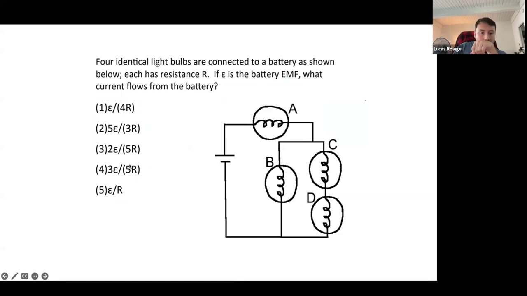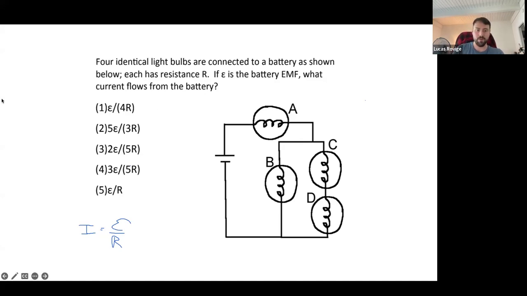Oh, I see. Yeah, the question was asking for the current. So I is equal to E divided by R. Okay. Yeah, my bad. I was getting the resistance and I got confused, but you're right.